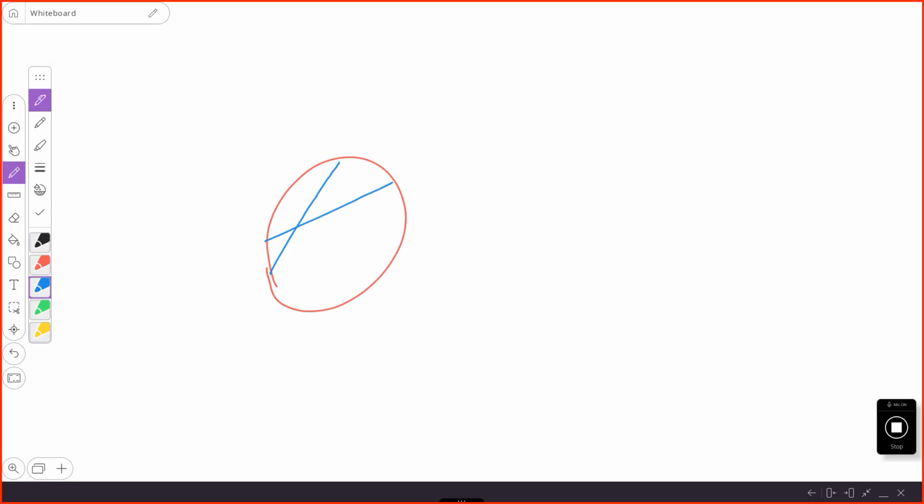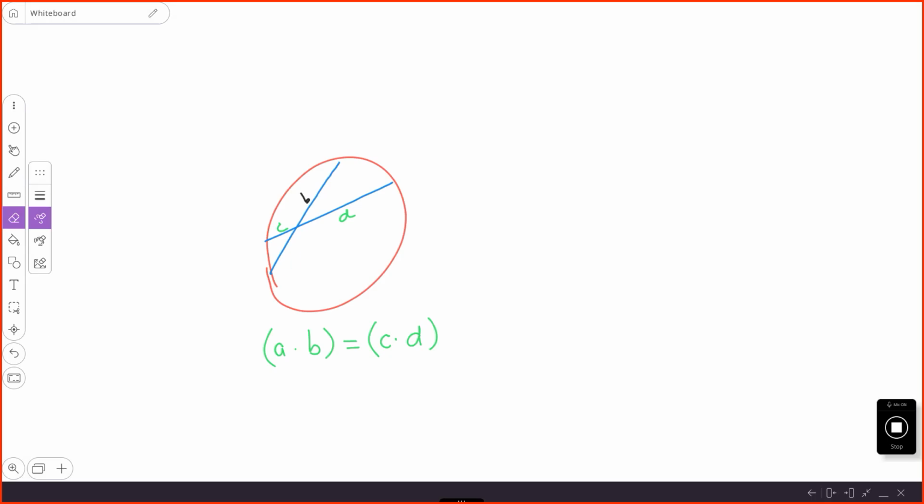So the rule for these is whenever they intersect like this, it divides each chord into pieces. So let's say this is A and B, and then this one is C and D. So the formula is actually A times B equals C times D.